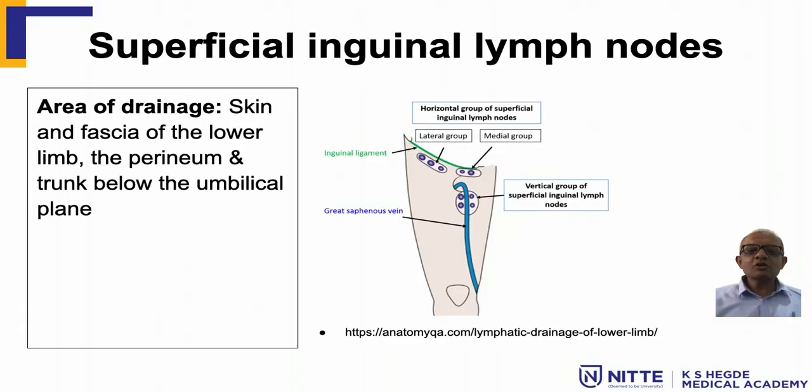The superficial group of inguinal lymph nodes mainly drain the skin and fascia of the lower limb, the perineum, and the trunk below the level of the umbilicus. Where are they located? At the upper part of the thigh, below the inguinal ligament.